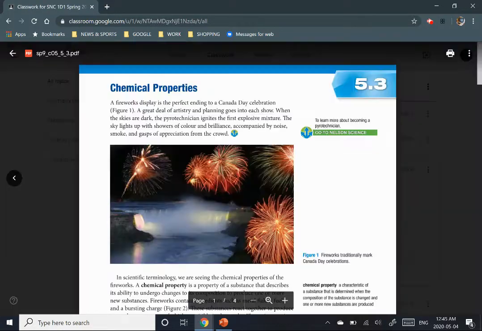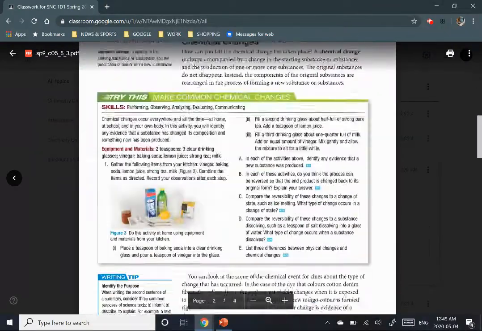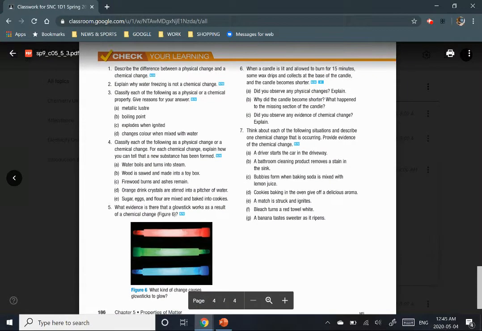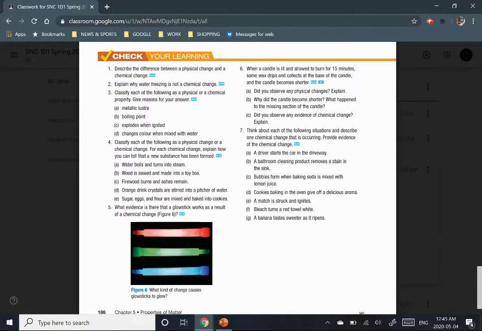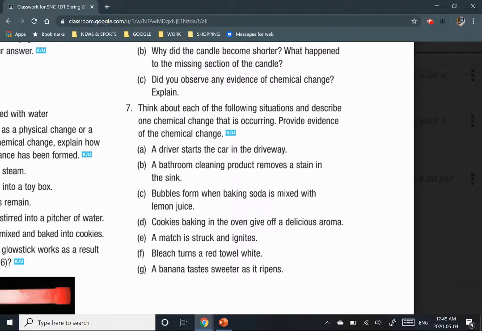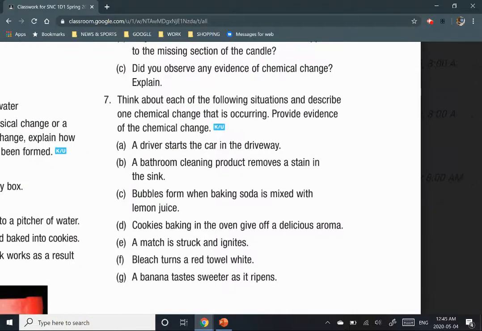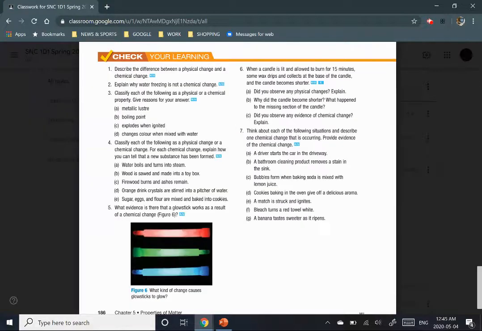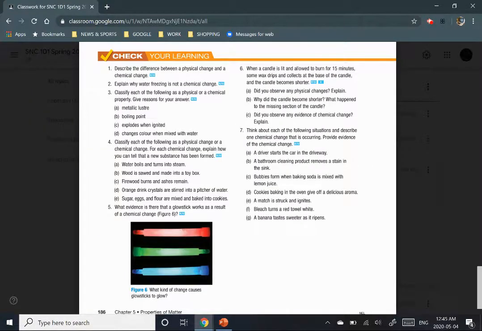I used to have a worksheet to go with this that just essentially lists 20 or 30 examples of different things, and you have to say whether they're a physical or chemical change and why. But this does cover that. Especially in number 7 here, it says, think about the following situations and describe one chemical change that's occurring and provide evidence of the chemical change. So for evidence, I'm just thinking about those things that were on that last slide. Are any of those things happening? If they are, then you put them in as your evidence that a chemical reaction is taking place.